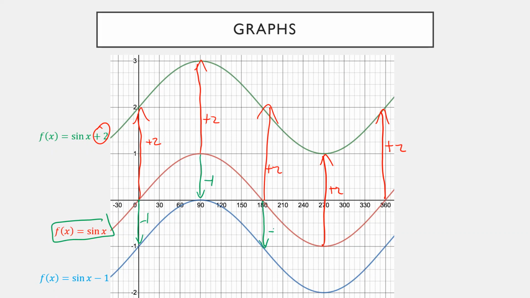So we take away 1 from each of the y values in the original sine function. And that's all we're doing. Hopefully that makes sense so far. So that's what happens when we change the parameter C. And again, I hope that one makes sense.